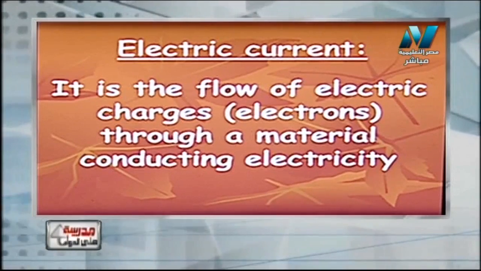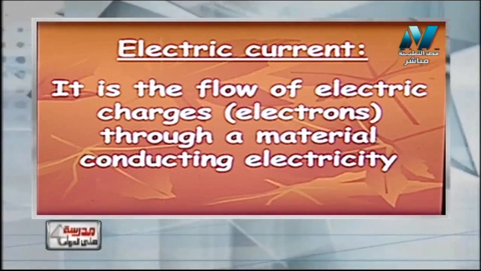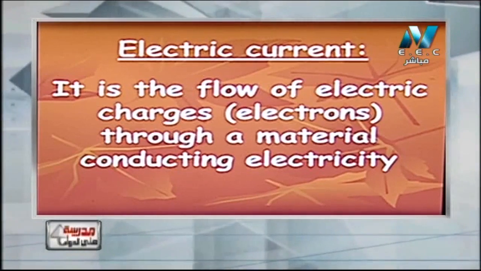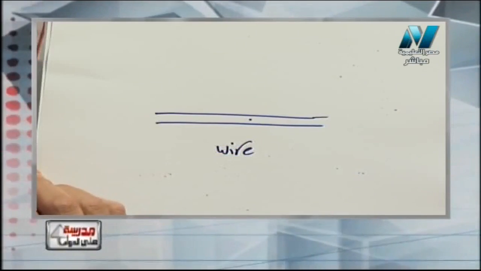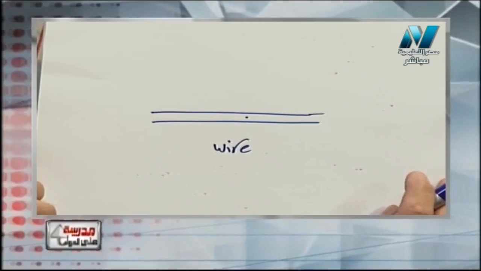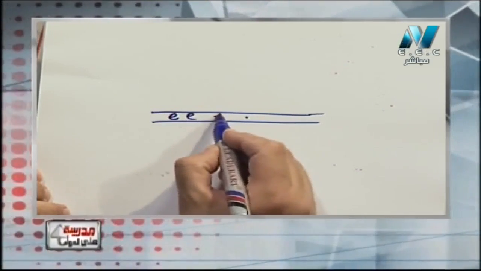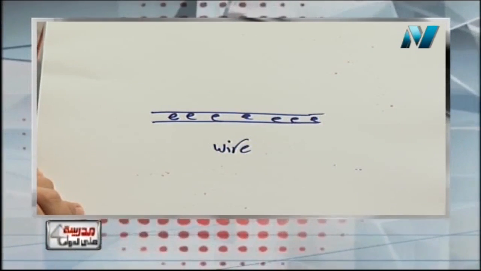Let's imagine and draw together an electric wire. Let's draw it. And this wire carries electricity. What does electricity, or electric current, mean? It means there are electric charges, which we call electrons, passing through this wire.